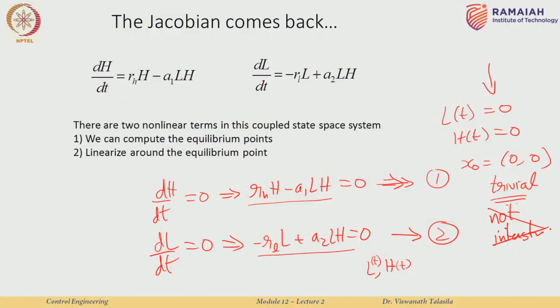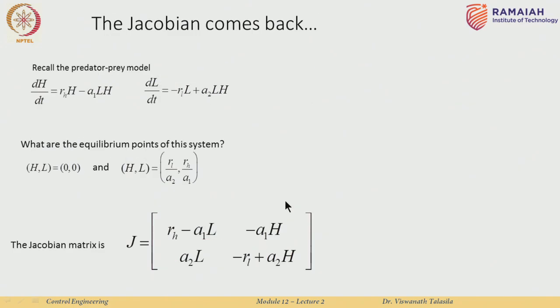Now, what about the other equilibrium point? If we solve these two algebraic expressions, you are going to get this as your equilibrium point: RL by A2 and RH by A1. So, first we had the nonlinear dynamics, step 0. Now, we computed the equilibrium points, and we are going to use this one and not the other one. And now, let us see step 3, which is to compute the Jacobian.